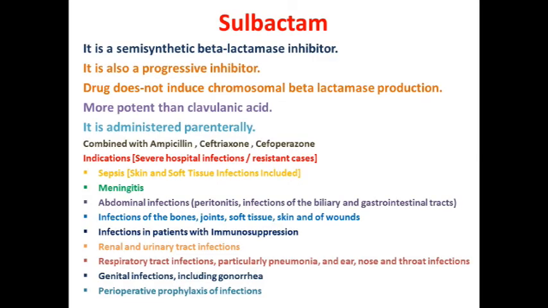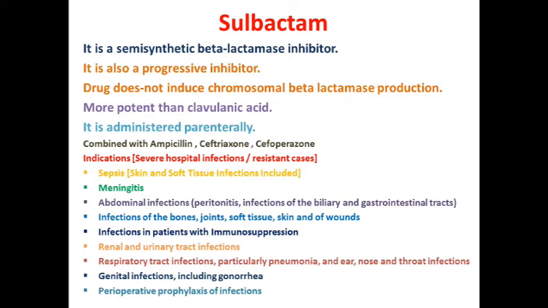The first of that suicidal inhibitor is Tazobactam. Okay, so it is more potent, I should say, as compared to clavulanic acid. So that's one important thing that you need to understand. It's also a semi-synthetic beta-lactamase inhibitor like clavulanic acid. It's a progressive inhibitor over a period of time. As we saw with clavulanic acid, the progression will turn to covalent binding, and then the suicidal inhibitory effect of Tazobactam will come. This drug does not induce chromosomal beta-lactamase production, so that differs it from clavulanic acid.